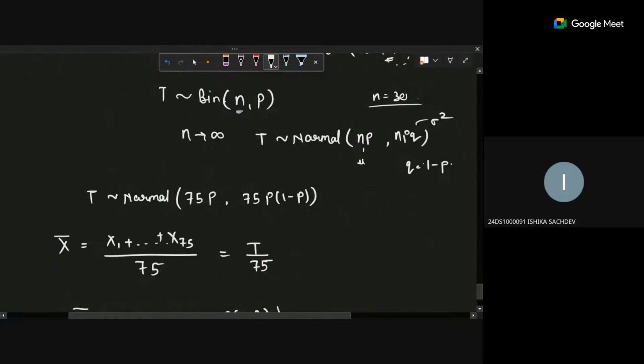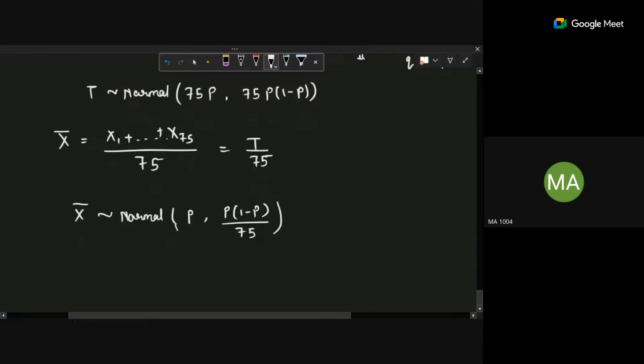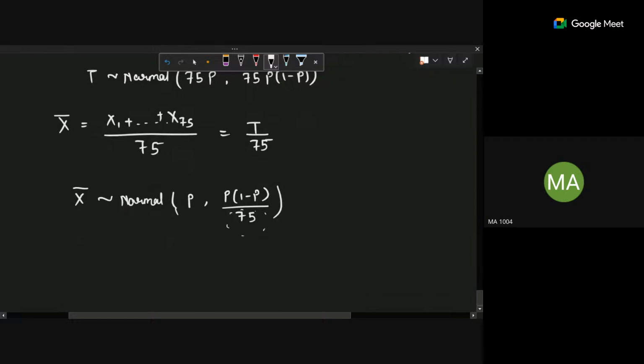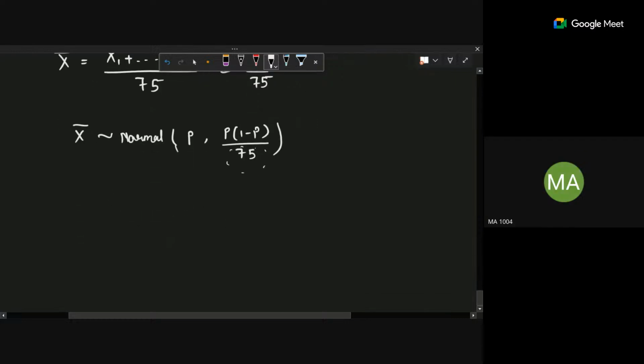So that is already divided. Okay, this variance, this 75, are you asking for? Yes, ma'am. Okay. So let's calculate how these mean and variances are changing.